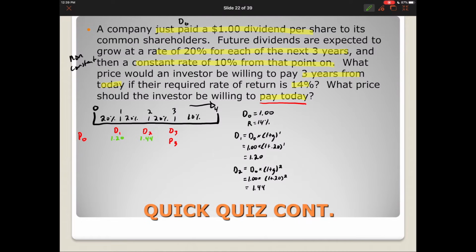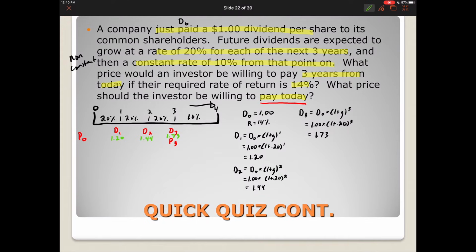The last dividend that I need to solve for is D3, the last dividend during the non-constant growth. Once again, I could take D2 and compound it 1 period, or I can go back to my initial given information of D0 and compound it 3 periods, since I have the same growth rate of 20% all along. D0 was $1, and I'm multiplying it by 1 plus the growth rate of 20%, compounding it 3 periods. So my dividend in the third year ends up being $1.73. So I found the dividends during the non-constant growth.